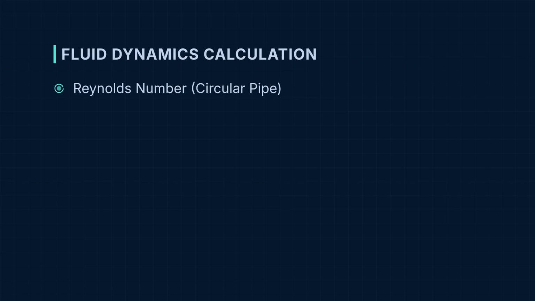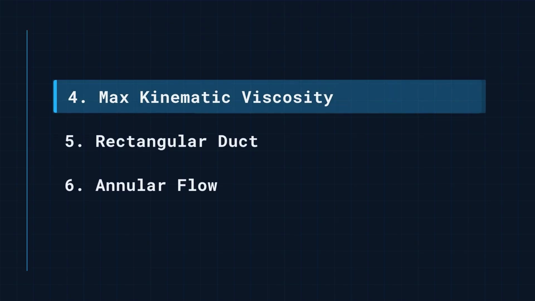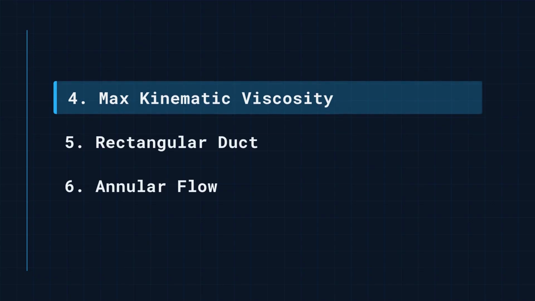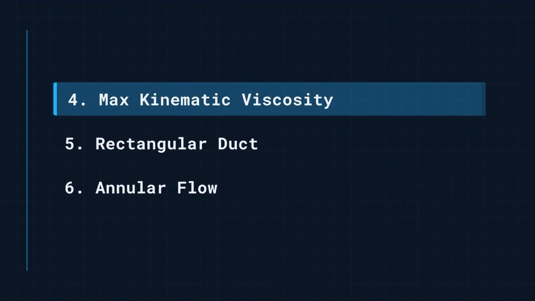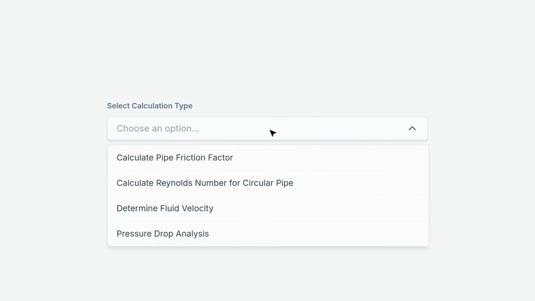Calculate Reynolds number for circular pipe, calculate required velocity, calculate minimum diameter, calculate maximum kinematic viscosity, calculate Reynolds number for rectangular duct, and calculate Reynolds number for annular flow. For this demo, I'm using calculate Reynolds number for circular pipe.